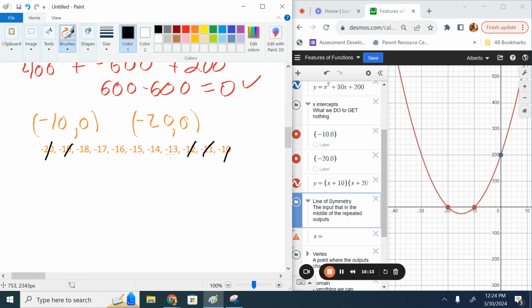So there we go. One on each side until I find the middle, and so that's the only one that's left. Notice I have 5 on the left and then 5 on the right, and so -15 has to be the middle. That would mean that my input will be -15, and we don't know the output yet.